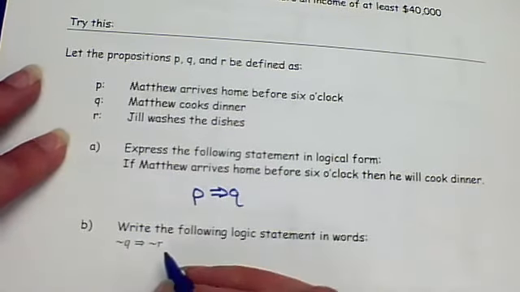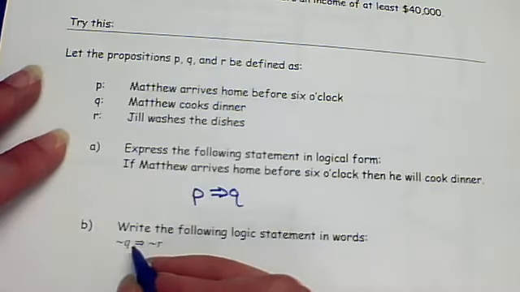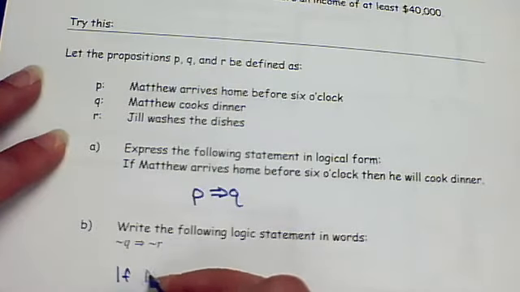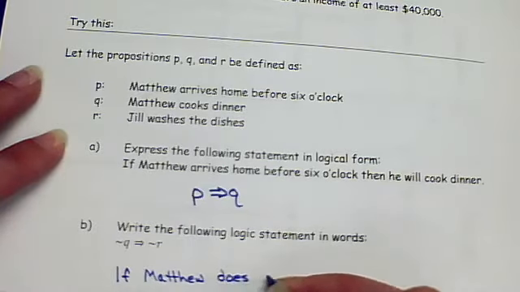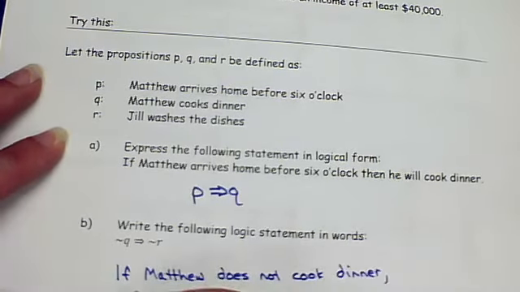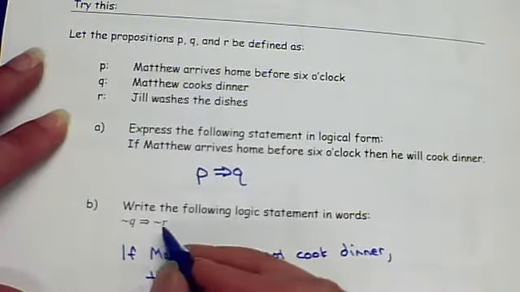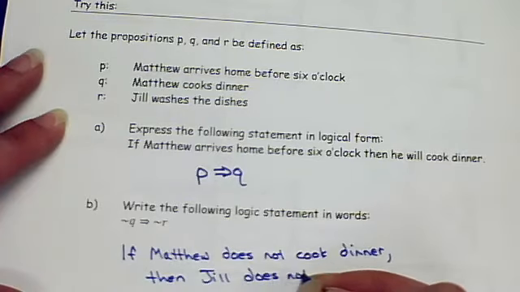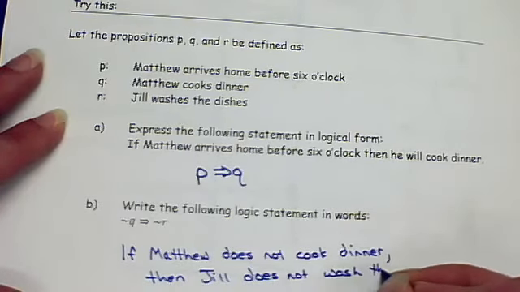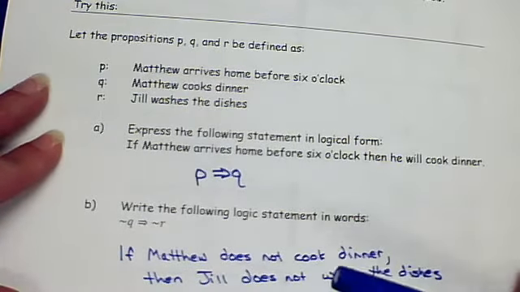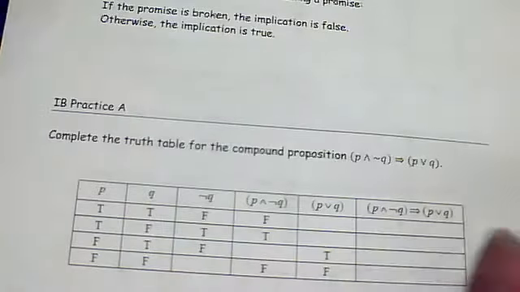All right? What about this one? Write the following logic statement in words. So we notice that the not Q is on the if side. So if Matthew does not cook dinner, then, what's our then? Not R. Jill does not wash the dishes. And you notice I actually write everything out. On the exams, on the papers, I would make sure you write full sentences there.